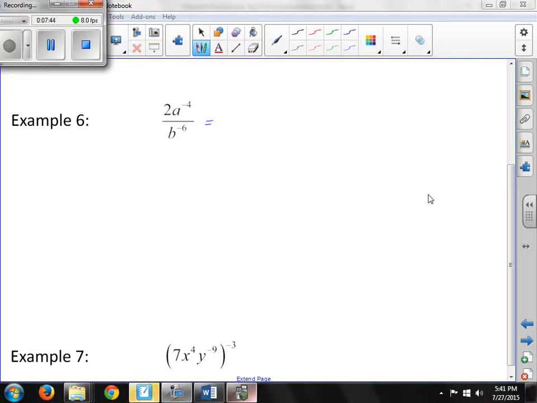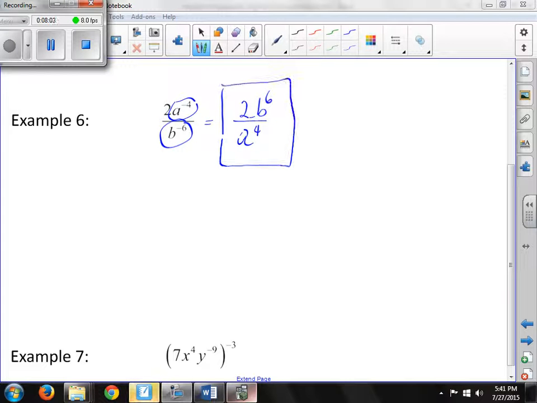Example 6. 2, we're going to write down the 2. Now we have a negative exponent in the numerator. If we take it to the denominator, it will become positive. And we want to leave our answers with positive exponents. B to the negative 6 in the denominator becomes b to the positive 6 in the numerator. And we have a final answer here because our variables have positive exponents on them.